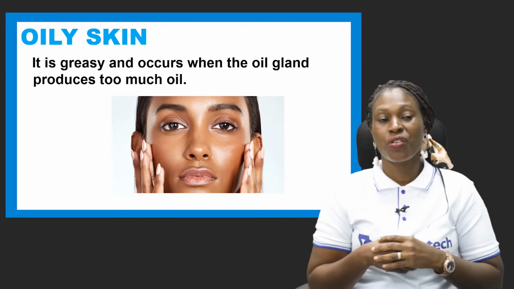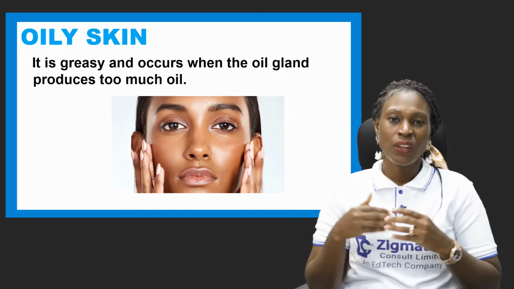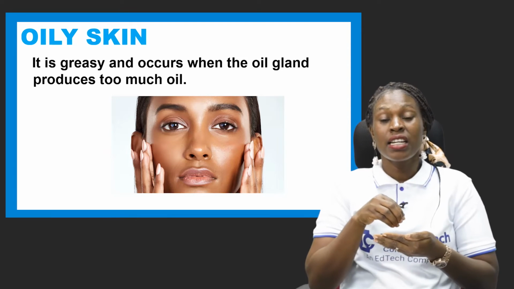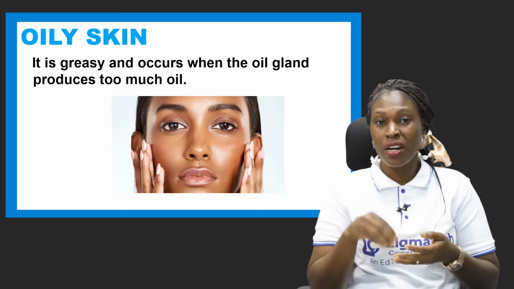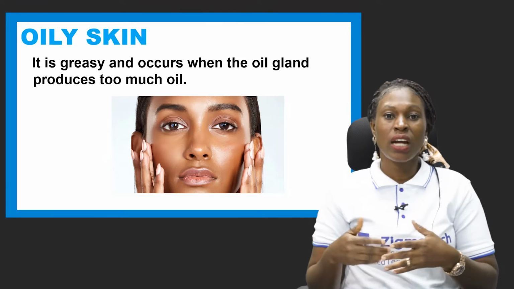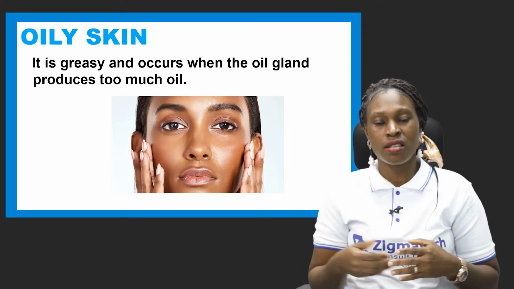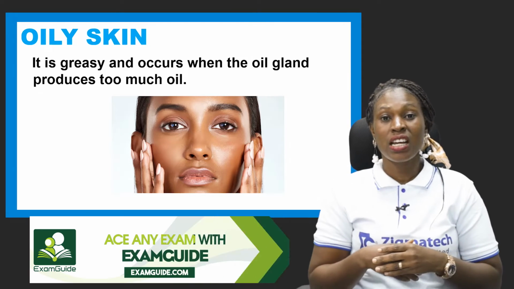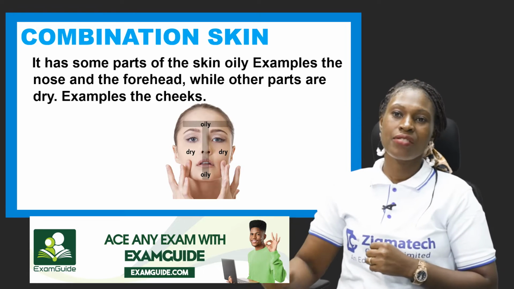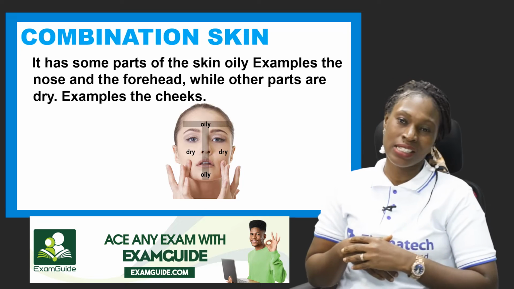So those persons can be said to have what? Oily skin. And these persons too would have to know the type of cream to take, unlike the persons with dry skin that would have to go for moisturizers. These people do not need moisturizers to keep their skin oily because naturally it is what? Oily. The next one we have is combination skin. Yes, we have combination skin.